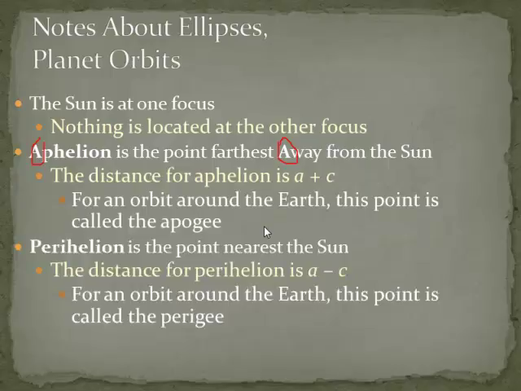The perihelion is the point nearest to the sun, and the distance for the perihelion is A minus C. And for an orbit around the Earth, this point is called the perigee.